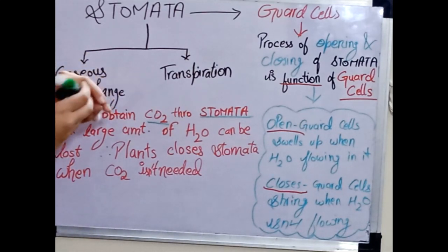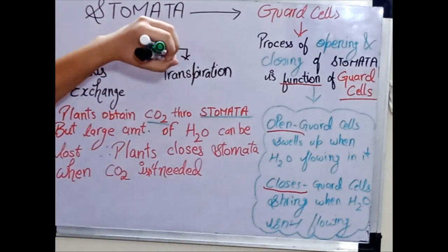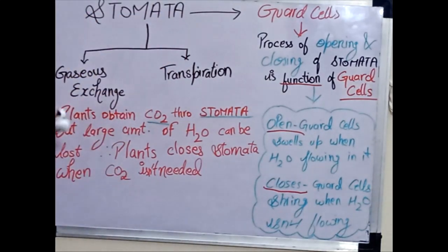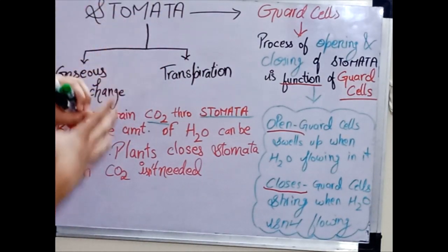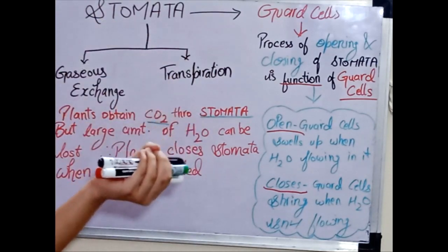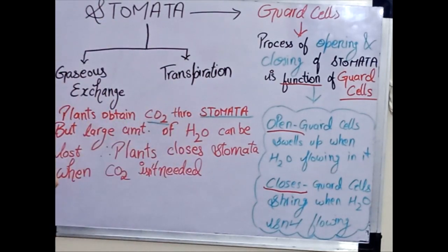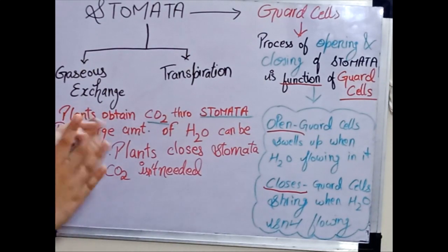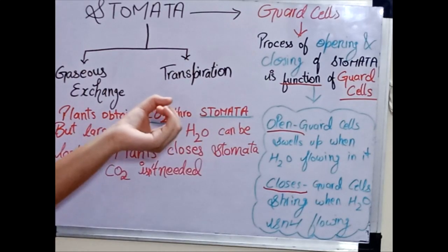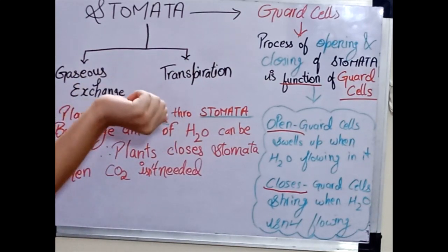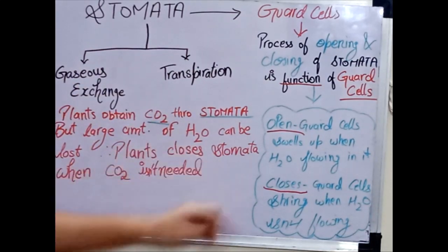Like here also it swelled up. It has become bigger than before. Now when it swells up, it makes this stomata open, so that H2O will be removed. And when the guard cells shrink, in the sense that I have removed all this H2O from my guard cell, it will come back to its normal size. Hence, it will now close.